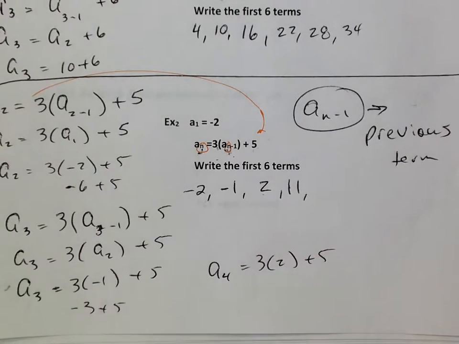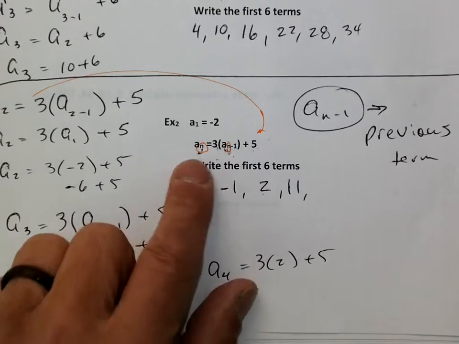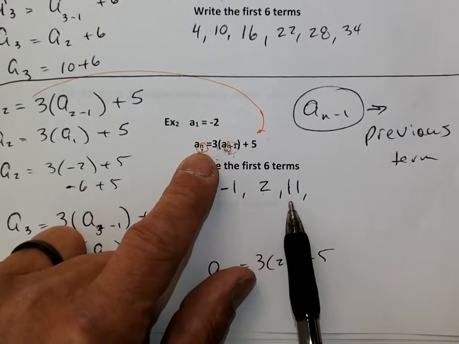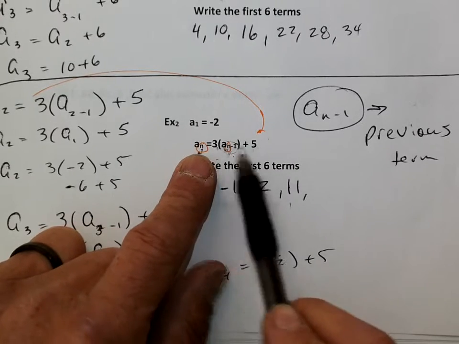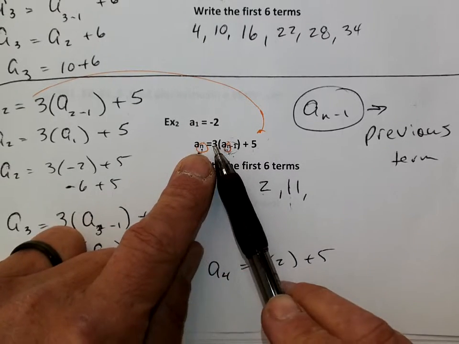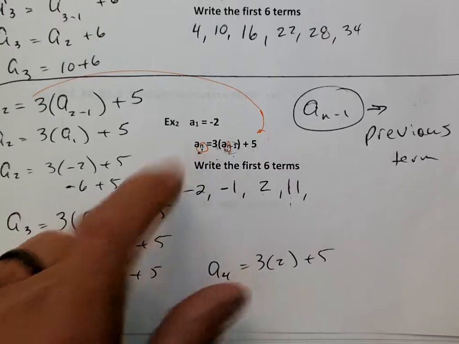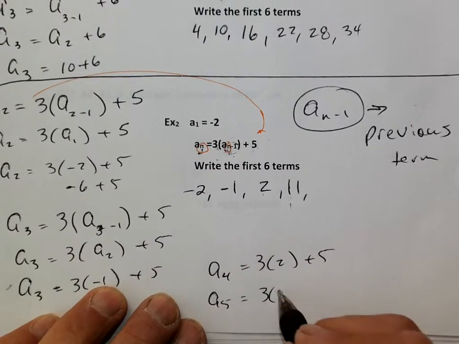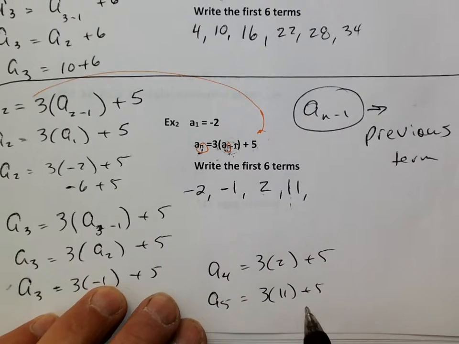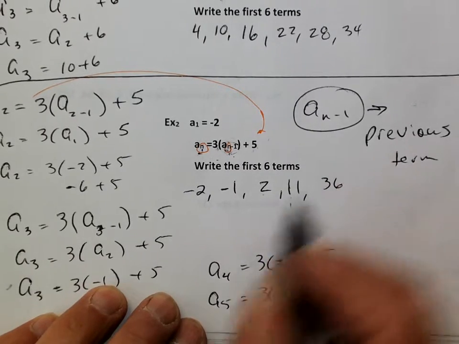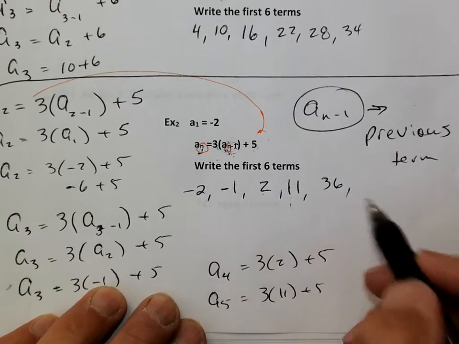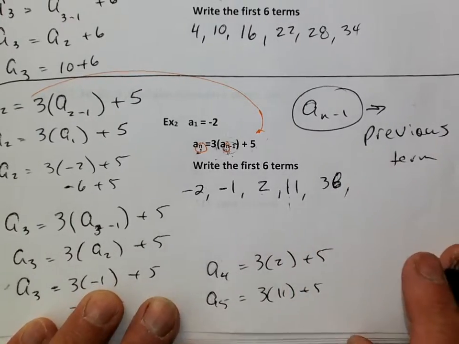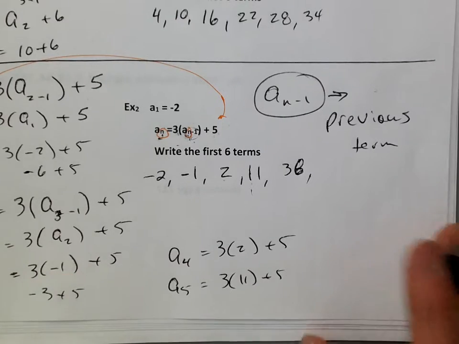If I want to make the 5th term, I'll take the 4th term, which is 11, multiply by 3 and add 5. Are you ahead of me? A5 then is 3 times 11 plus 5, 33 plus 5, which is 38. My bad, I heard 36 and just took it for granted.